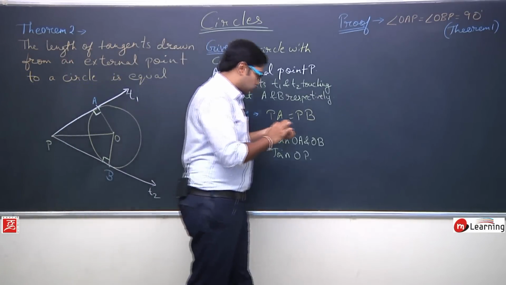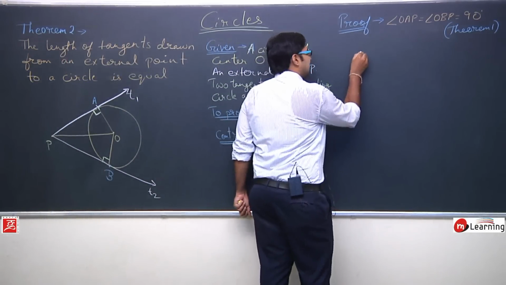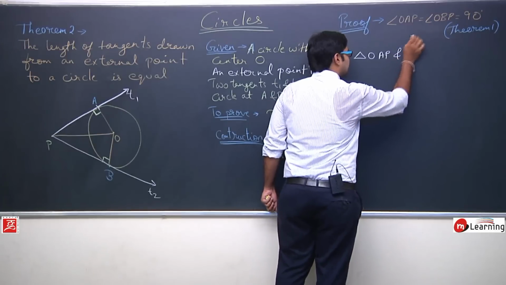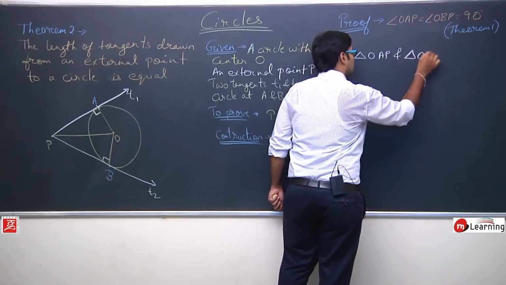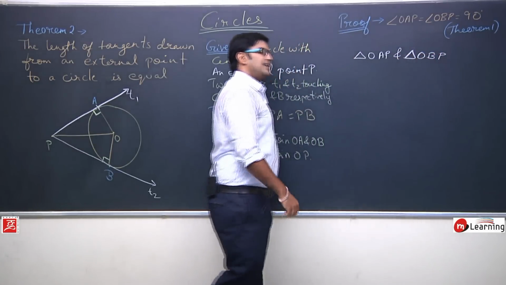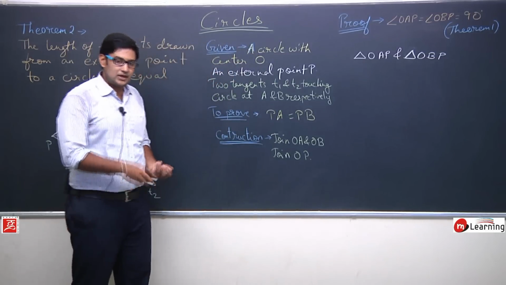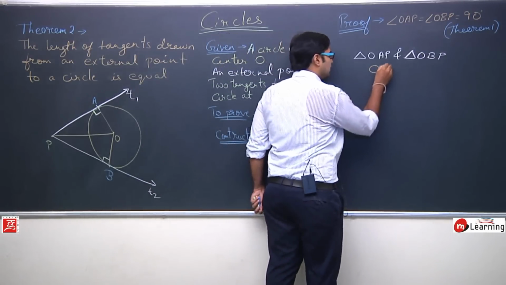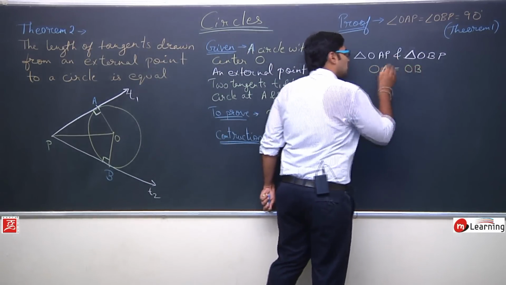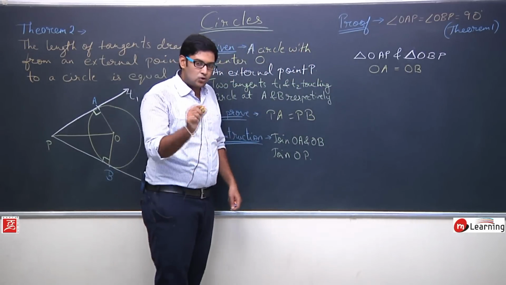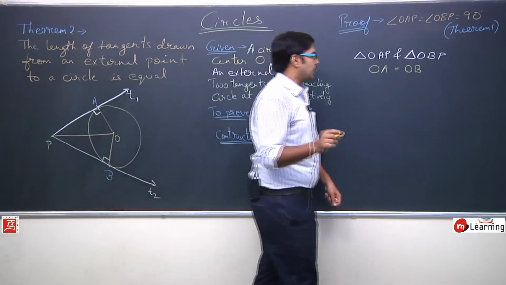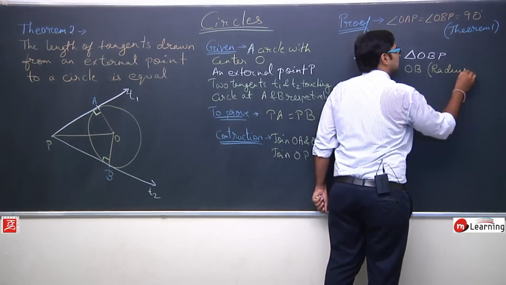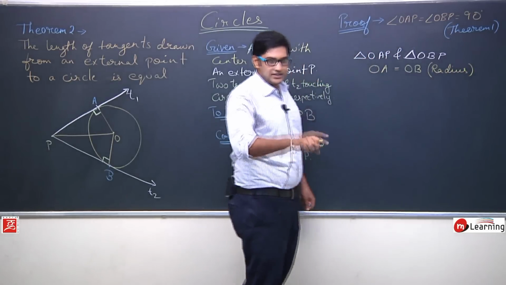Now observe the two triangles, triangle OAP and triangle OBP. In triangle OAP and OBP, you will observe that OA is equal to OB. Now, why is OA equal to OB? OA and OB are equal because both are radii of the circle, and we know that the radius is always the same.